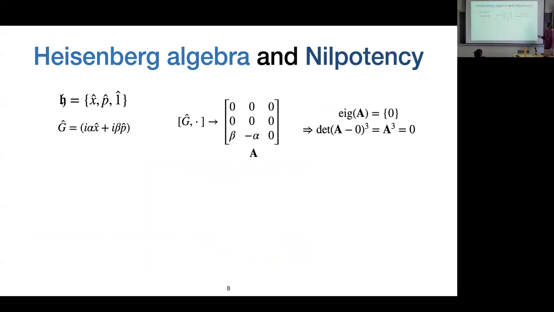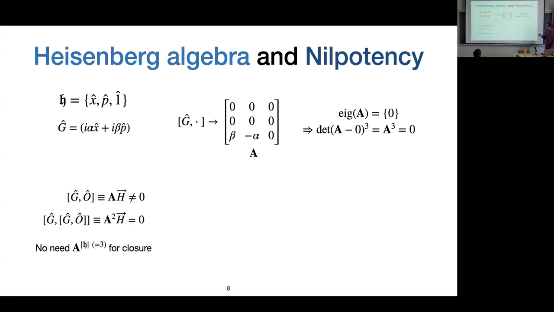Okay, let me proceed. So an example here is the Heisenberg algebra, which is the X, P and identity operators. Let's take a generator which is given as a linear sum of X and P. So in the space of these operators, the matrix takes this form. And the characteristic polynomial is A cubed equal to 0, just because the eigenvalues are 0. And you can take the determinant and you get this expression. But actually, if you check, the second commutator vanishes when applied onto any operator in the space. So you actually don't need the third power of A for closure.